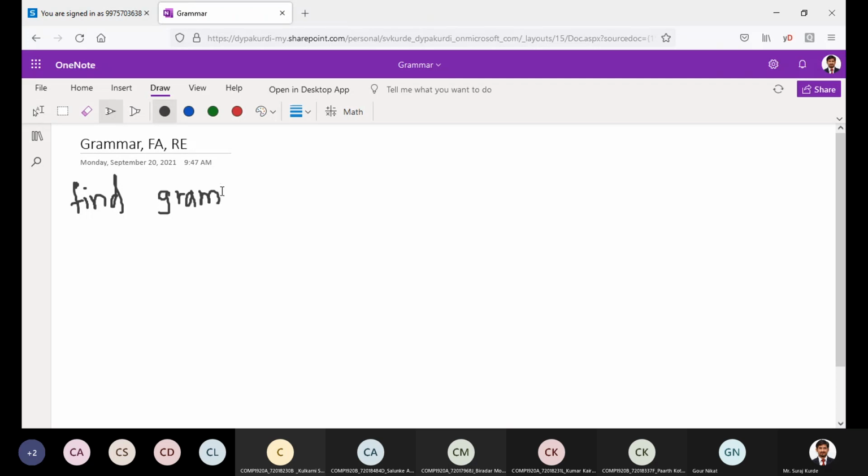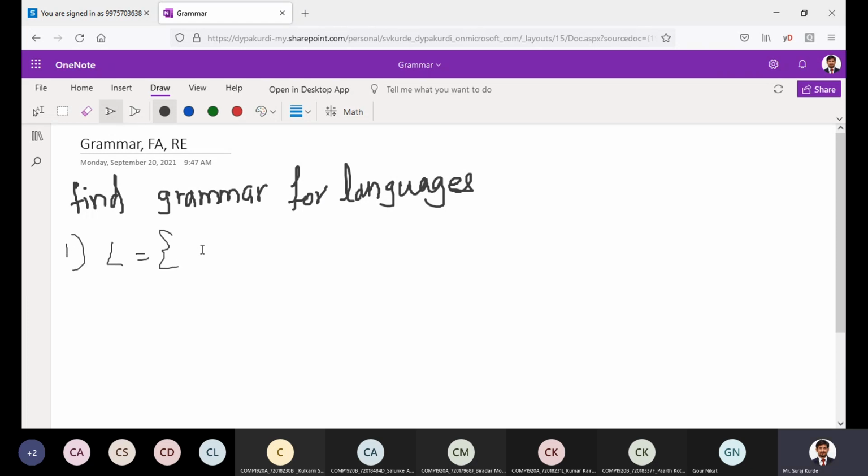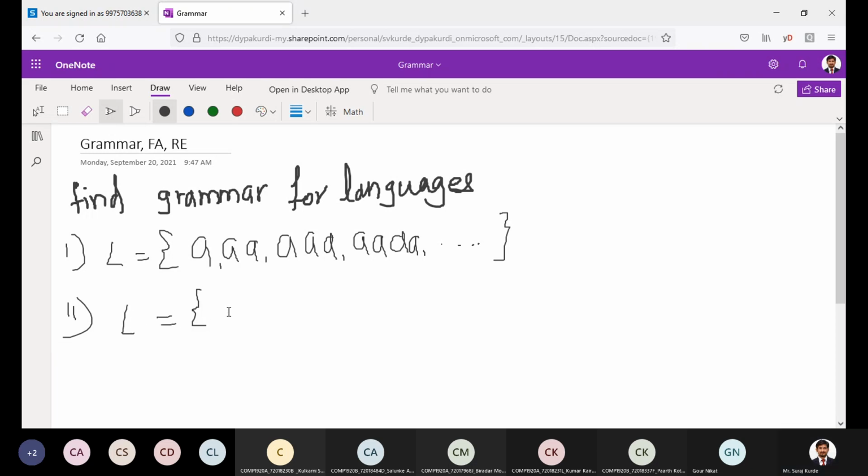Find a grammar for the language where L is equal to one or more times repetition of A. Then L is equal to B, AB, AAB, and so on: zero or more times repetition of A followed by a single B.